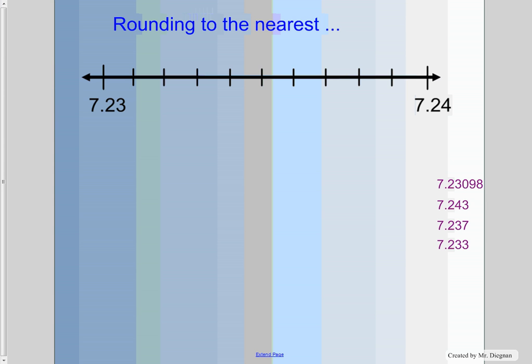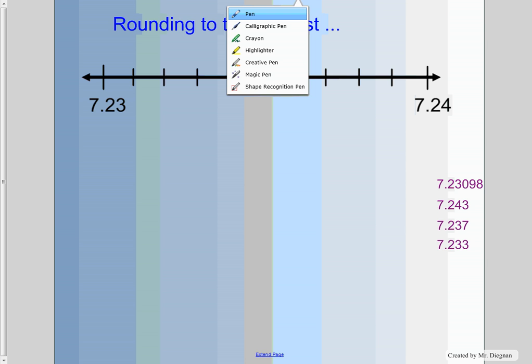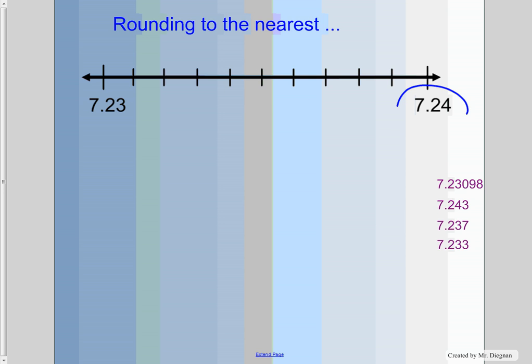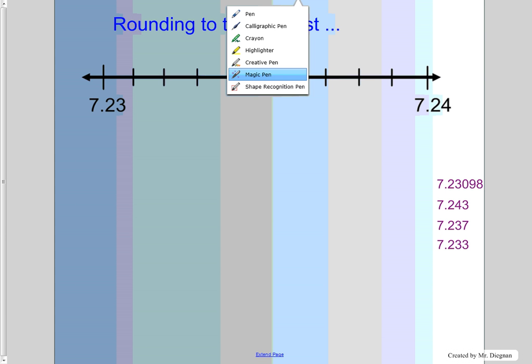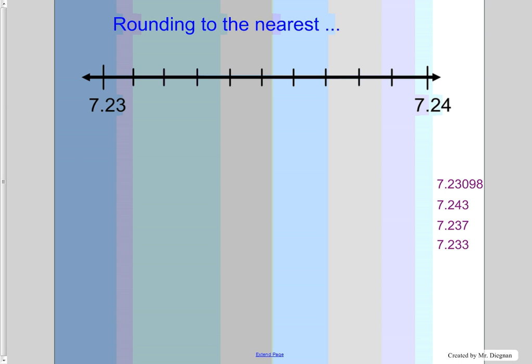Let's take a look at a second example from rounding on our number line. This time I'm rounding slightly differently. I have 7.24, 7 and 24 hundredths, and I have 7 and 23 hundredths here. That tells me that this time I am rounding to the nearest hundredth, going out to the hundredths place.